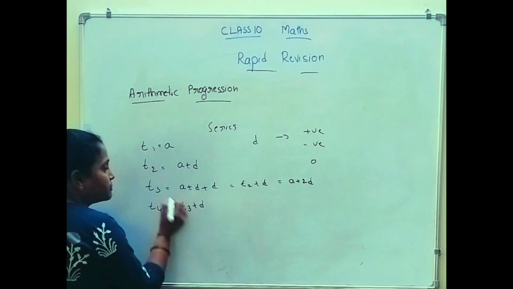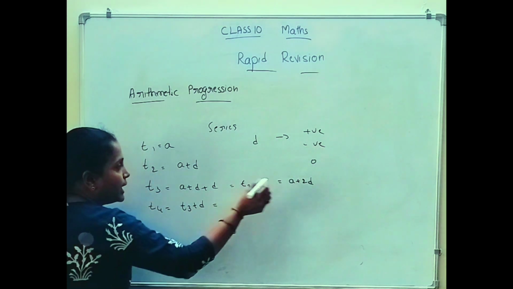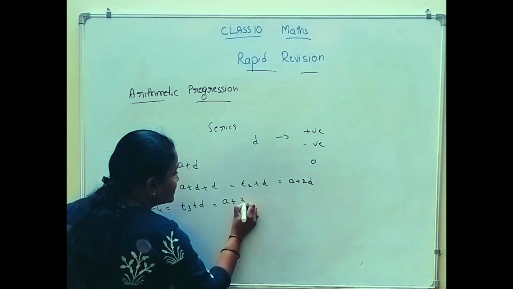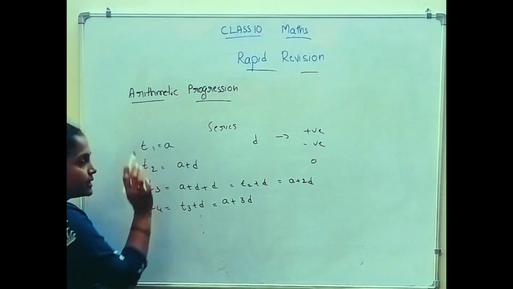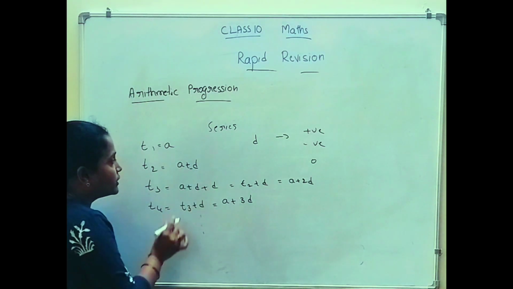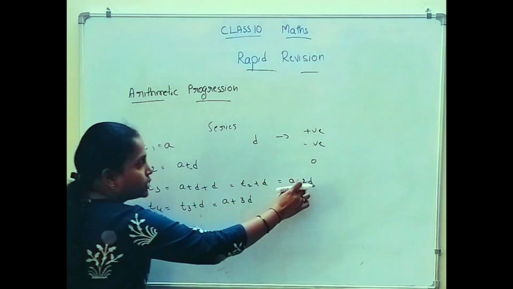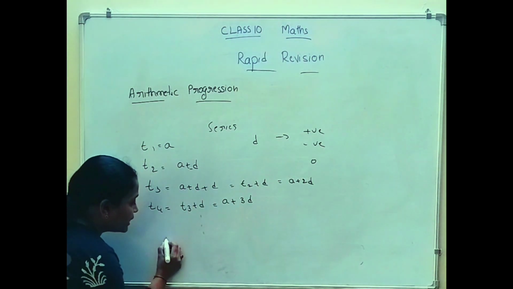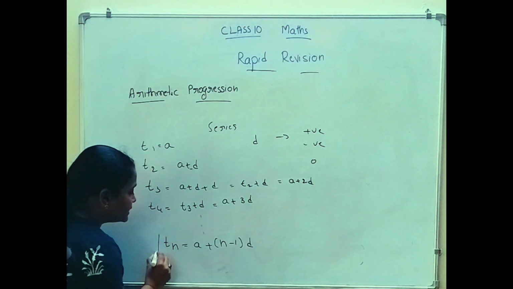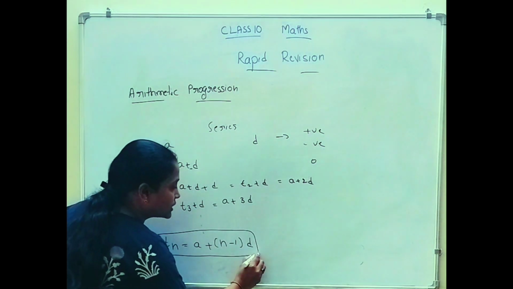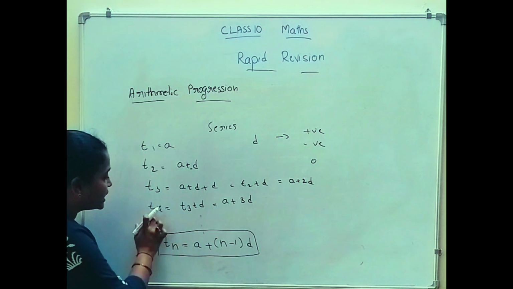Similarly, T4 we get by adding the common difference to its preceding term, that is T3. So what is T3? A plus 2D. So T4 will become A plus 2D plus D, that is nothing but A plus 3D. Similarly, we proceed. Here we observe that the first term is A. For the second term, the coefficient of D is 1, the third term 2D, and the fourth term 3D, always 1 less than the term number. So the nth term is A plus n minus 1 into D. This is the nth term in any arithmetic progression, where A is the first term, n is the number of terms and D is the common difference.